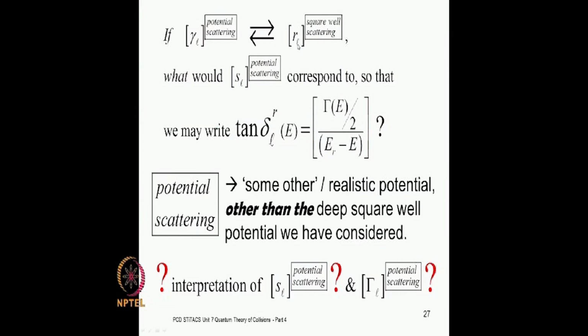Over here, the interpretation of R is what we pin down as a reference level. So R would be the same as gamma, but gamma for the potential scattering is not the same as gamma for a square well scattering. We have seen that you can expand it about the energy and include at least the first order correction term. So, we will now ask what would be the interpretation of the parameters S and gamma in this case of potential scattering.